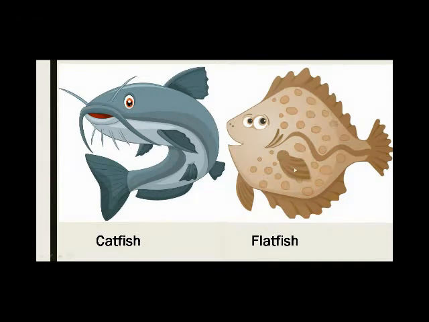And this is the flatfish. Its body is also in a flat shape. The flatfish is also a carnivore in nature. They can eat fishes, small fish, shrimps and prawns. You can see this fish in this picture. It has a very flat and broad body.